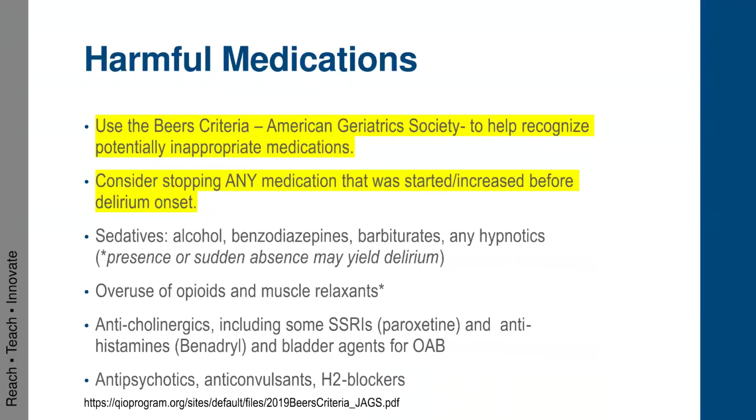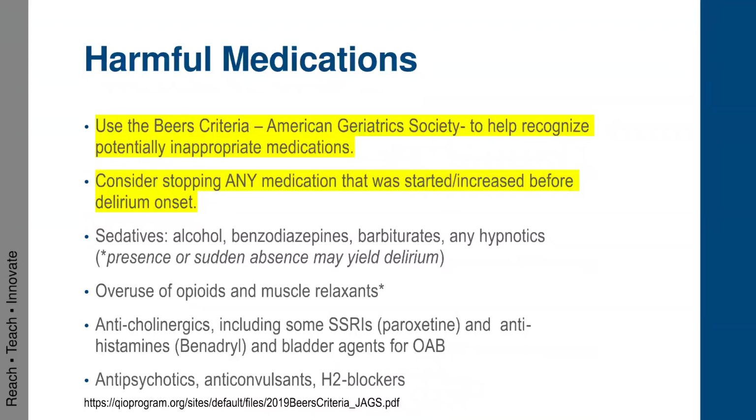Harmful medications are a critical element that must be considered. The Beers criteria is an extremely helpful tool to use. The Beers criteria may be found on the American Geriatrics Society webpage, and it is frequently updated every few years. This is an expert panel that has listed for us potentially inappropriate medications for older adults. And by using the Beers criteria, you can look through a patient's medication list and look for any medications that might cause confusion, especially those that have anticholinergic side effects. You may want to consider stopping any medication that was started or increased before the delirium onset if possible.